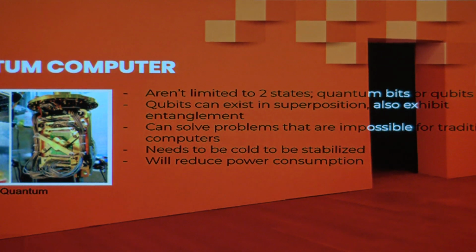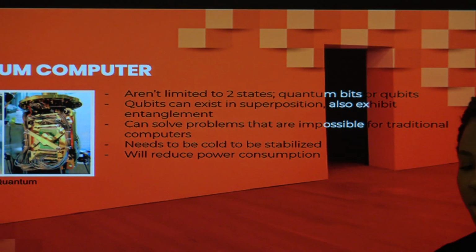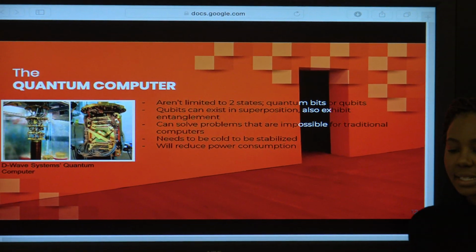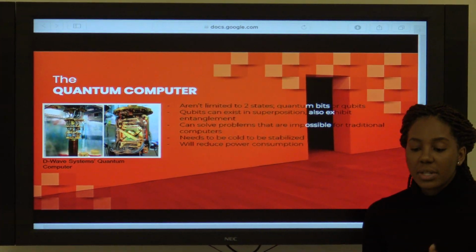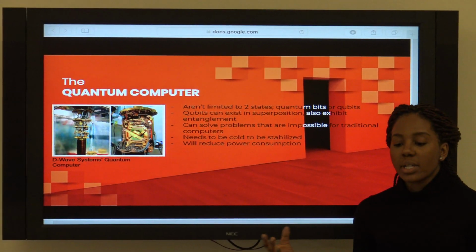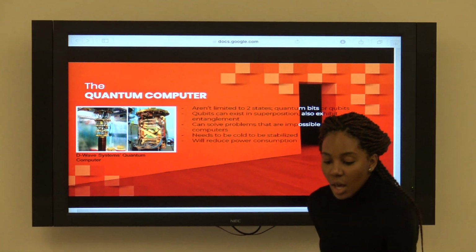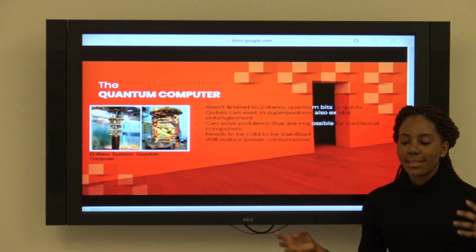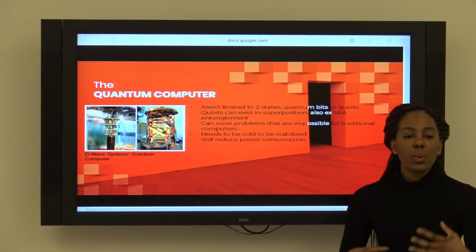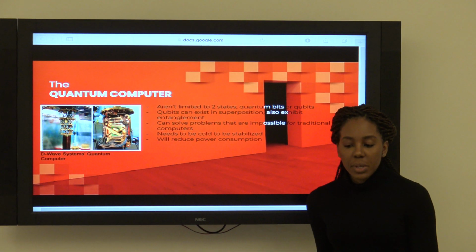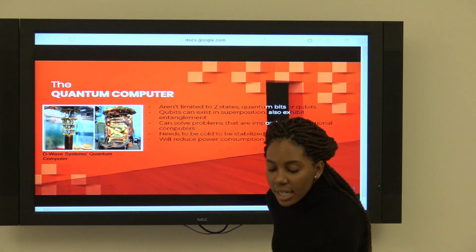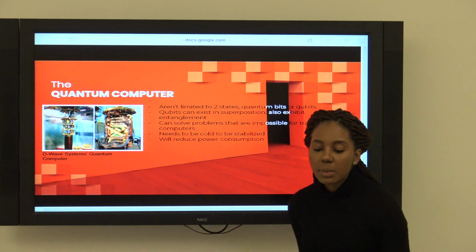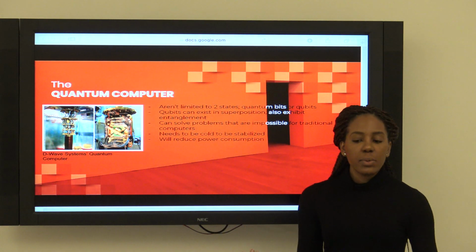Qubits represent atoms, ions, photons, or electrons, and their respective control devices, that are working together to act as computer memory or to act as a processor. Because a quantum computer contains these multiple states at the same time, it is so much more powerful than a classical computer. And it can solve problems that are impossible or would take a regular computer a lot of time to do.